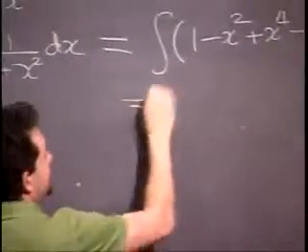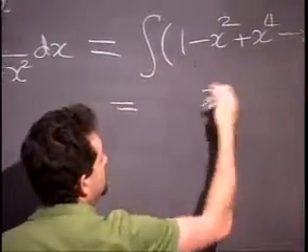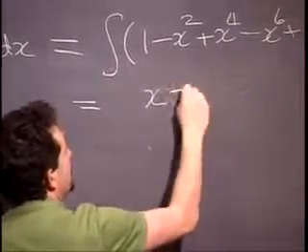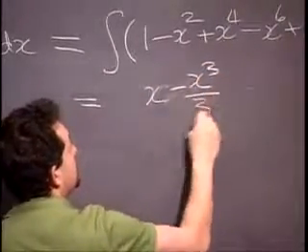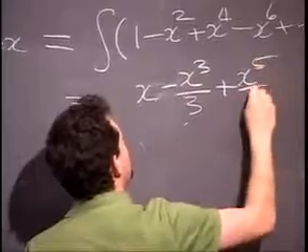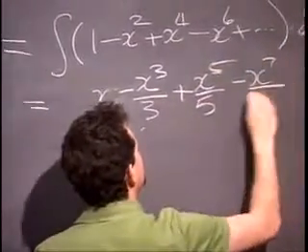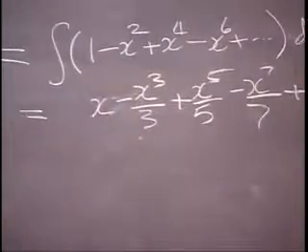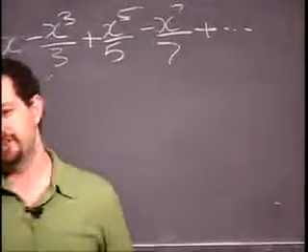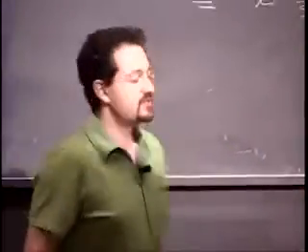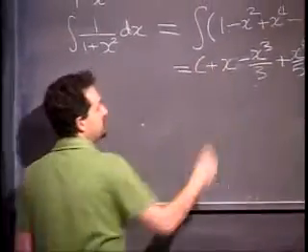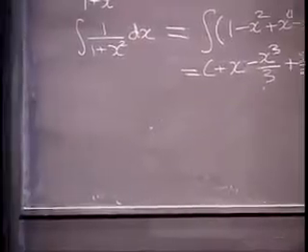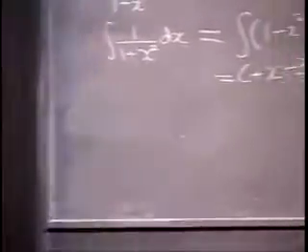And you will get then x minus x cubed over 3 plus x to the 5 over 5 minus x to the 7 over 7, and so on. What did I forget? Plus c. Unfortunately, it's kind of silly to put plus c at the end of this because it never stops. There is no end. So I will put it at the beginning, where it belongs, the constant term. So c plus, not plus c.